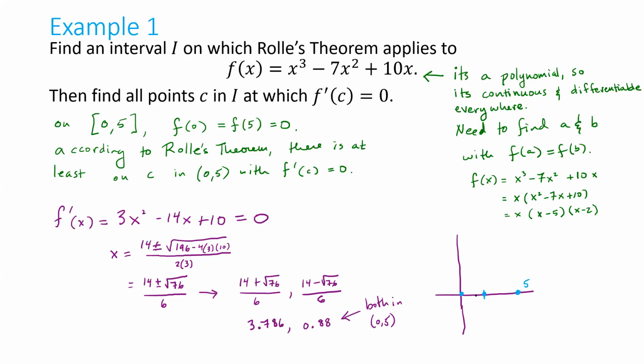So I guess 0.88 would be here in the middle there, right? And 3.765, or sorry, 3.786, would be roughly right about there. So those would be the points where we have slope of 0. Okay, so maybe it's something like this. Or actually, I think I'm doing that backwards. It's probably going to be the other way around.